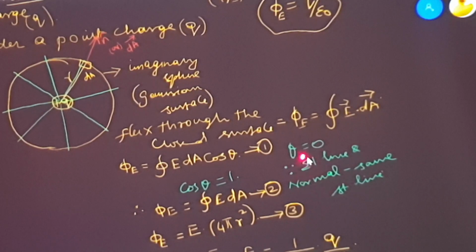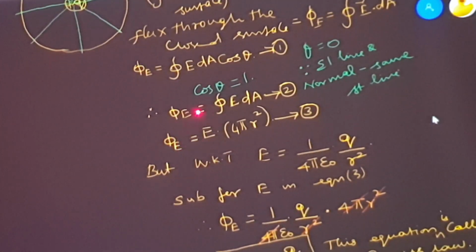If theta is equal to 0, the electrical line and the normal drawn are along the same straight line. So cos theta becomes 1. Since cos theta becomes 1, I can write phi E is equal to the closed integral of E into dA. The integral of dA is the whole Gaussian surface area. The Gaussian surface is a sphere.